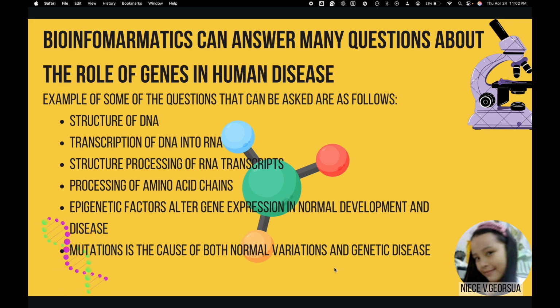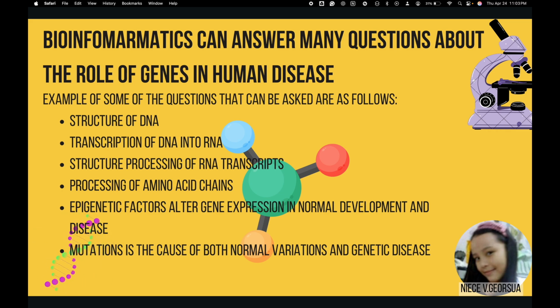First, the structure of DNA is composed of two complementary strands made of nucleotide bases, adenine, thymine, cytosine, and guanine, that pair specifically, forming a double helix structure. Second is transcription of DNA into RNA to produce proteins. DNA is transcribed into a transportable single-stranded molecule called RNA. Third is structure and processing of RNA transcripts. Genes are made up of exons and introns, and through transcription and RNA splicing.